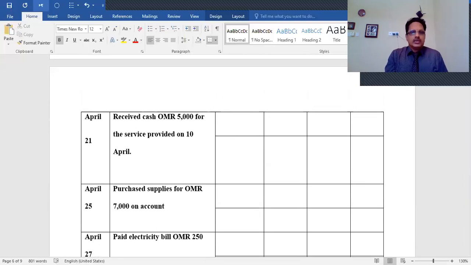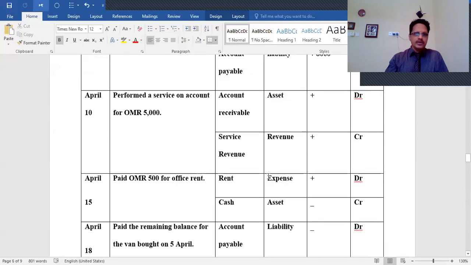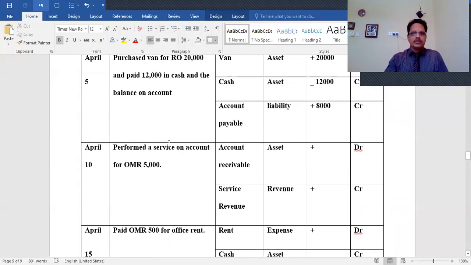Now, received cash of 5,000 for service provided on 10th April. On 10th April you provided a service, now you are getting money. The amount is already there; if you want, you can check 10th April. You performed the service on account, that means money had not been received. So here account receivable is the service. Service revenue, your income, is already recognized. No need to touch your income.